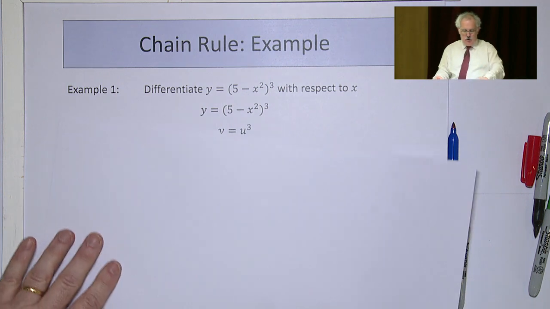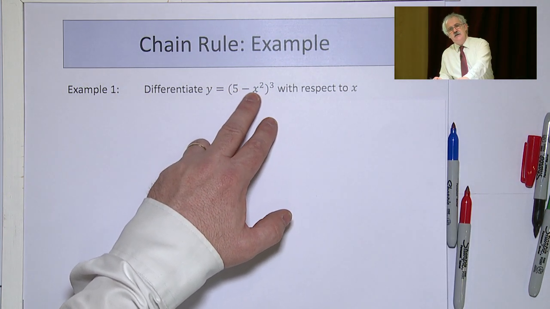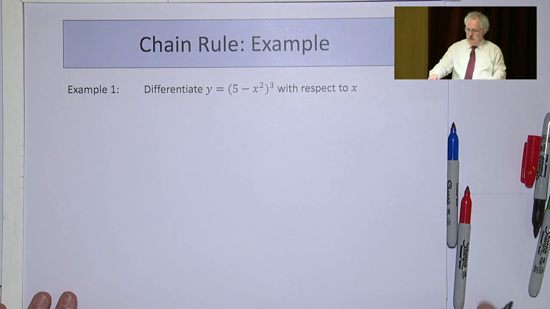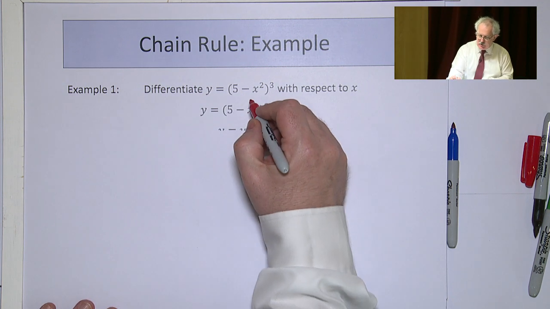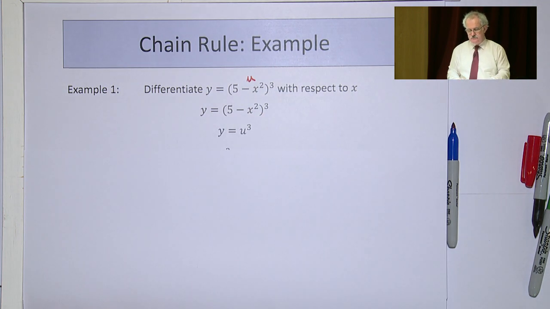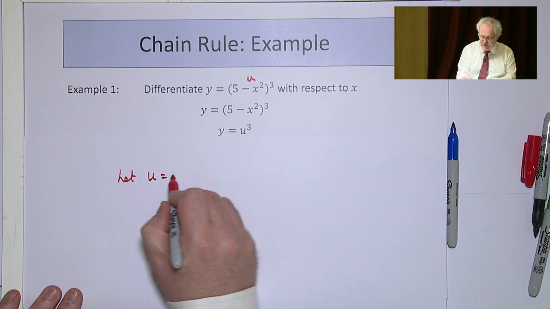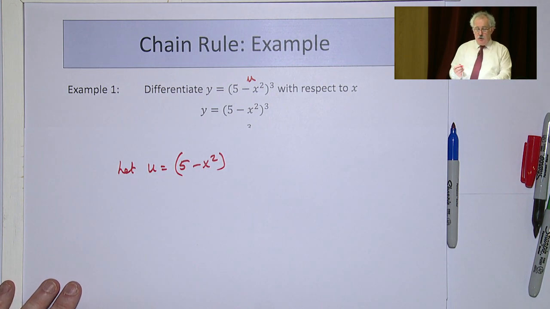So the way the method works is, they say, I don't like that messy thing there, 5 minus x squared. I'm going to call that something else. And when you don't like something, you have to actually then call it something else. In this case, we're going to call that u. So we're going to say let u be equal to 5 minus x squared. What would you get then?